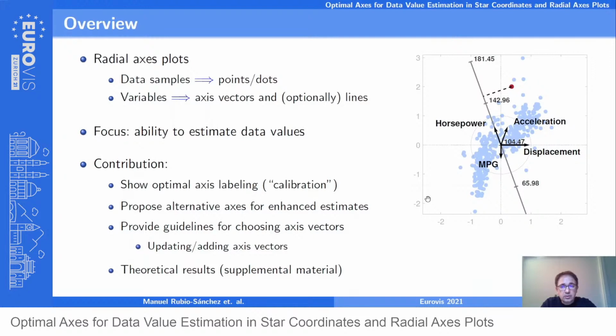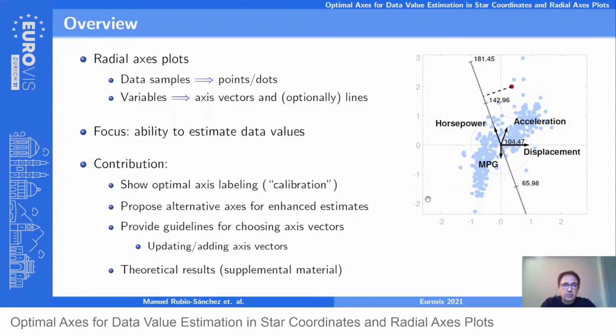It is also possible to include axis lines that allow users to estimate original data values by projecting points orthogonally onto these axes. So for example, in the image on the right, we have a data set of cars, and we can estimate the value of horsepower for the car represented by the red dot by projecting it onto the axis. So in this case, we would estimate that the value of horsepower for that car is about 150.